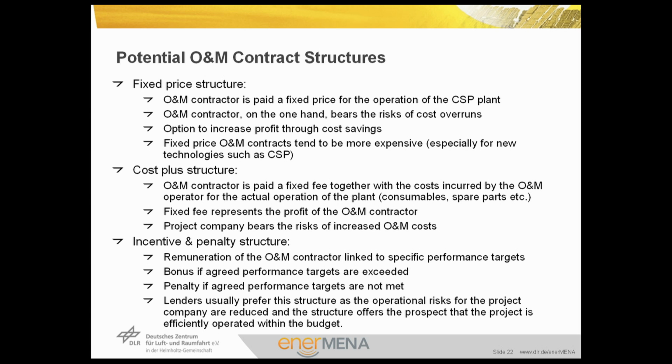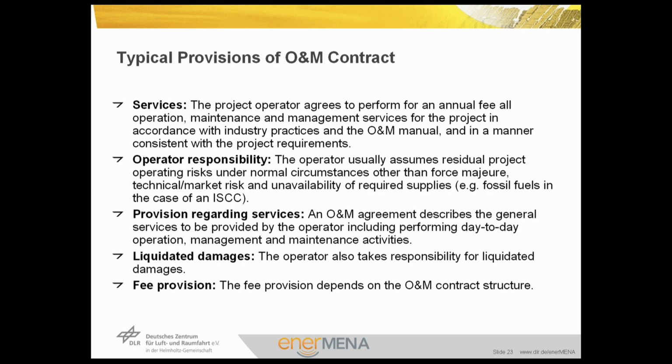The last structure is the incentive and penalty structure, which is the best option for the market. It allows the remuneration of the operation and maintenance contractor to be linked to specific performance targets. Subsequently, there is a bonus if agreed performance targets are exceeded, and a penalty if agreed performance targets are not met. Lenders usually prefer this structure as the operational risks for the project company are reduced, and the structure offers the prospect that the project is efficiently operated within the budget. Now, what are the typical provisions of the operation and maintenance contract?